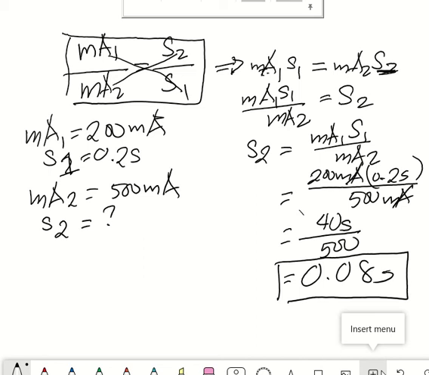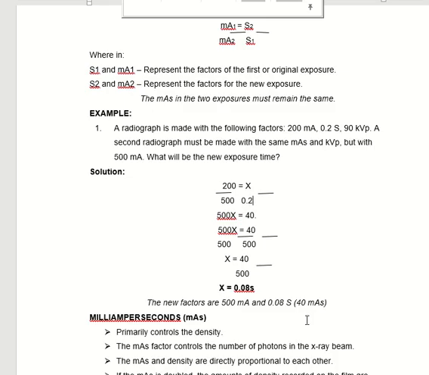So that is our sample calculation for mA and time. Again, this is the same as the inverse square law for intensity and distance, if you can still remember. It is the same, so we can write this into this form to make the transposing easier. Okay, so let's go back.